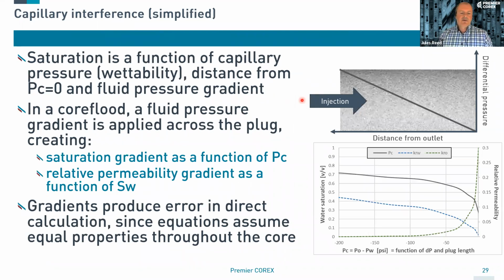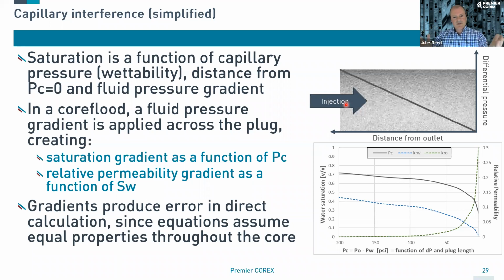Other artifacts, the other main artifact when considering residual oil saturation is core flooding and the impact of capillary end effects on core flooding. So in a core flood, in order to get flow, you have to have some difference in force across the sample. If there was no difference in force across the sample, we get no flow.